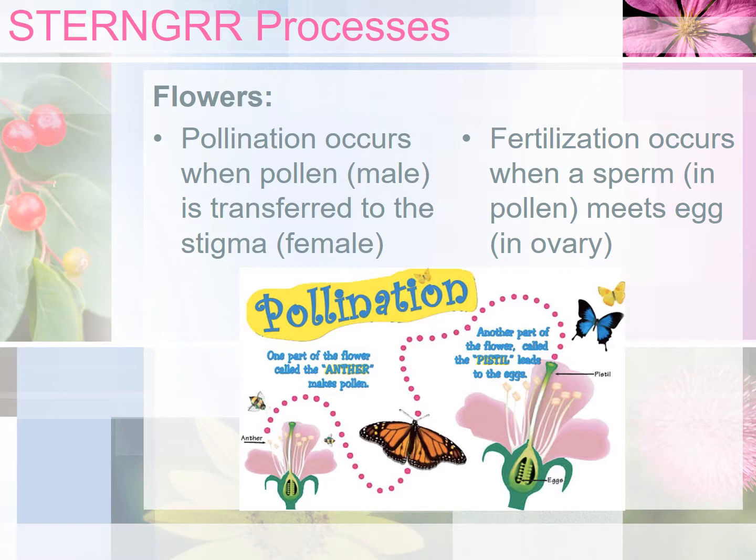And the egg is in the ovary. Generally, the pollen needs to come from another flower, though that is not always true. And it's usually moved by bees, birds, butterflies. All these different things can carry the pollen from the male to the female.